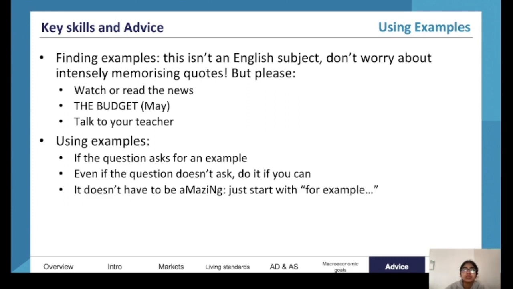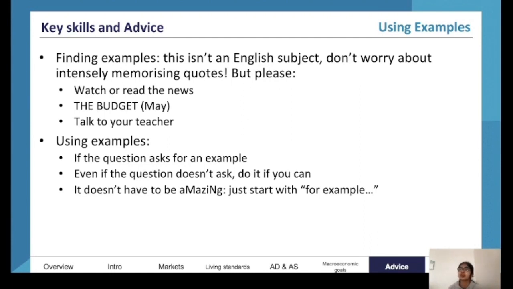And this is really useful for questions where it might be appropriate to give an example. So when the question asks you to give an example, it's a great idea to use the statistics and really demonstrate that you know exactly what you're talking about. If the question doesn't ask, you can literally do it anyway. There's no harm in giving an example.